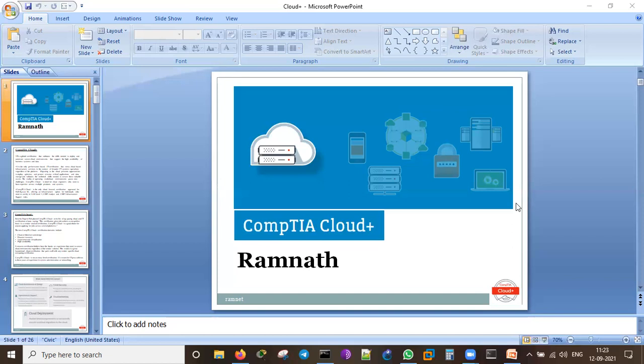CompTIA has a very good name in the market. Better if you are not going for any local certifications, where people teach something from AWS, something from Azure, something from Google, so that you'll be a master of all. No, don't go that way. You don't get certified by learning some things here and there. Better you go for Cloud Plus on CompTIA. It'll give you a good understanding about the cloud.